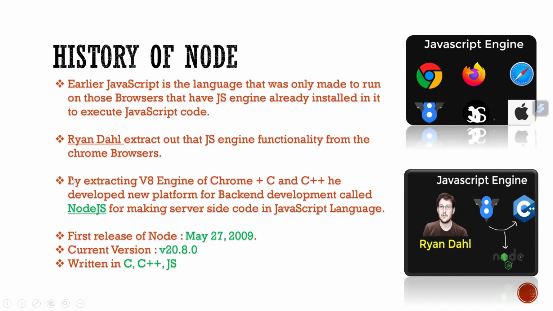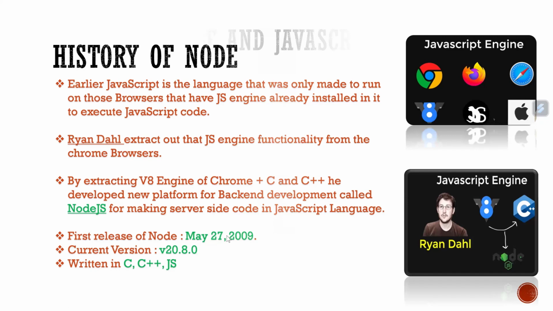Now the third point is, by extracting the V8 engine of Chrome plus some C and C++ language, he developed a new platform for backend development called Node.js for making server-side code in the JavaScript language. So this is the guy. Now the fourth point is the first release of Node came on May 27, 2009, and the current version is 20.8.0 of Node.js. Node.js is written in C, C++, and the JavaScript language. So this is the history of Node.